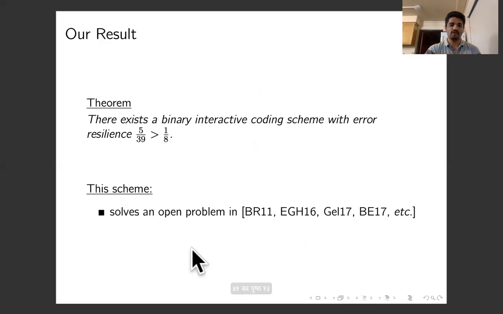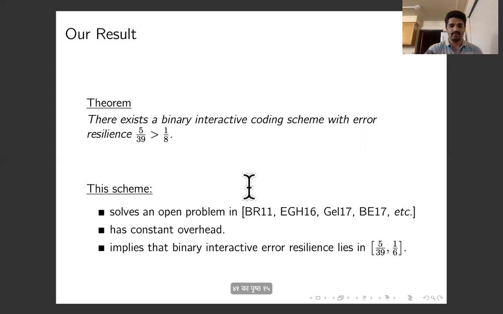So as I said, we solve an open problem from BR11, and a lot of people have been working on this problem. This was mentioned in EG816, it was mentioned in this survey, GL70, it was also mentioned in BE70, amongst other places. And we do that without losing out on the overhead. Just like BR11, our protocol only has a constant overhead for any function f. If the noiseless protocol computing the function f has some length, then our interactive coding scheme for that function f will have length only a constant factor more. So we have constant overhead.